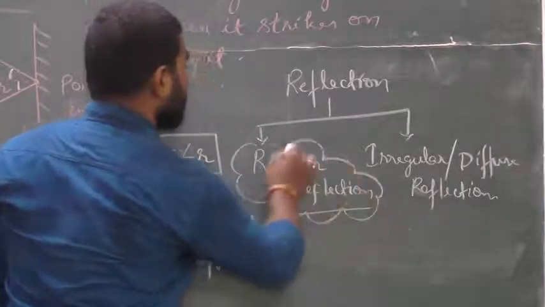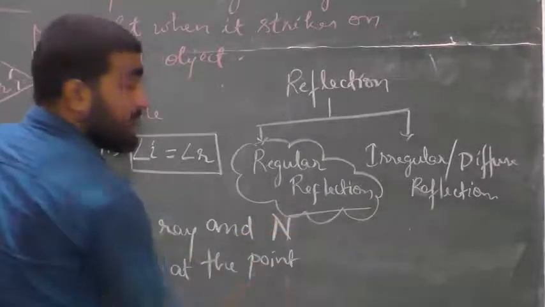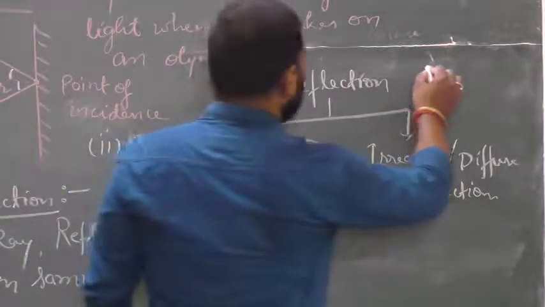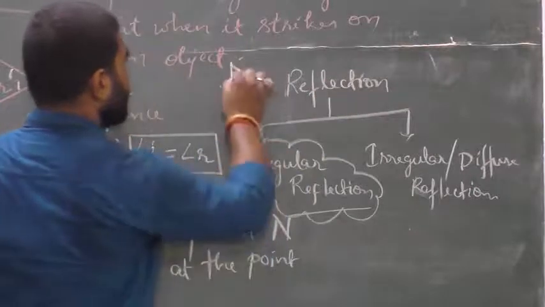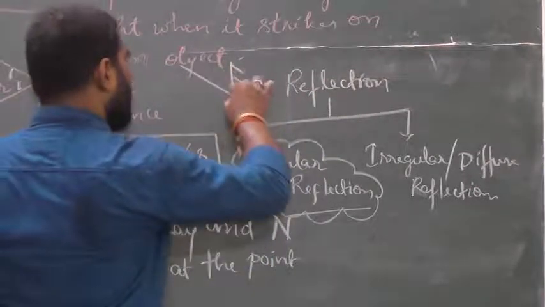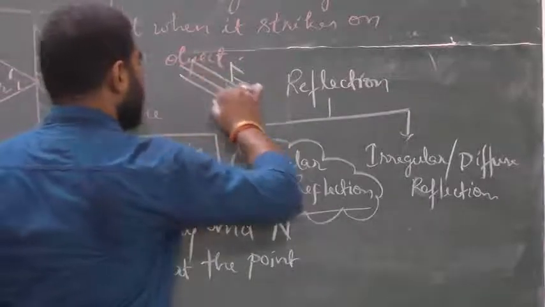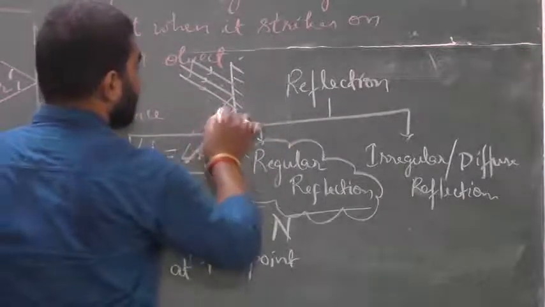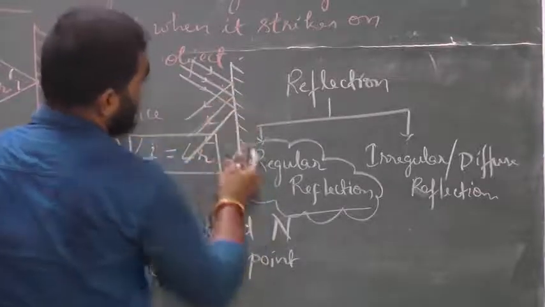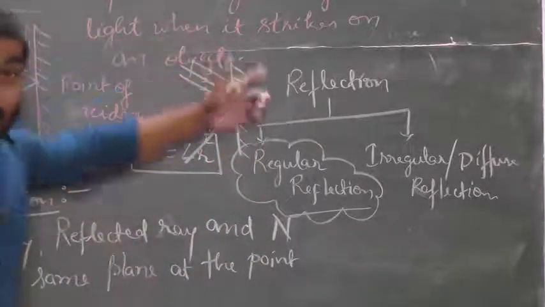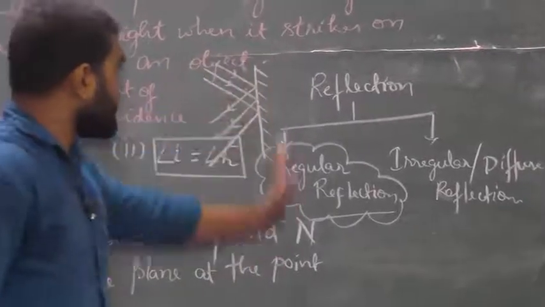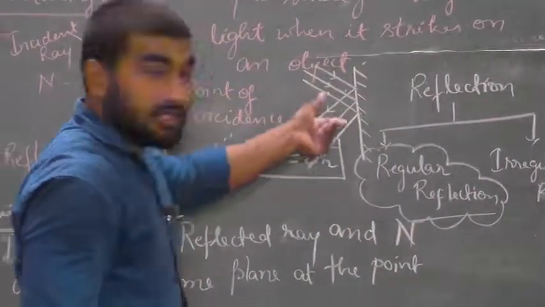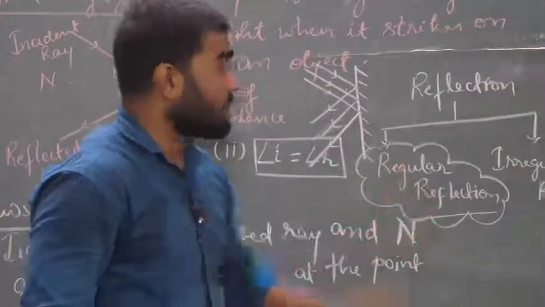Okay, what do you mean by regular or specular reflection? The reflection of light which takes place on a smooth surface. You can see here in this figure, a parallel beam of light falling on a mirror in this way will also reflect parallelly, because this surface is smooth. So this is in a regular way. Here the incident rays are parallel, and the reflected rays are also parallel. So this reflection is called regular reflection.